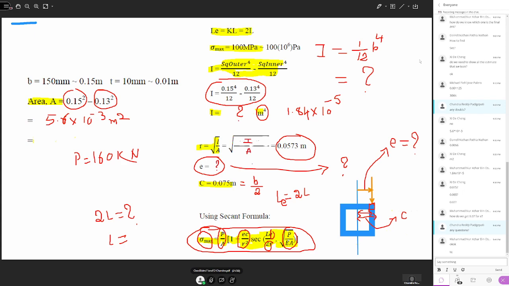Okay, so this is how you get 70 mm. All right, so that is the final calculation you can do.